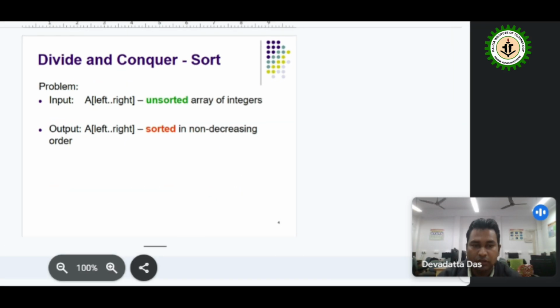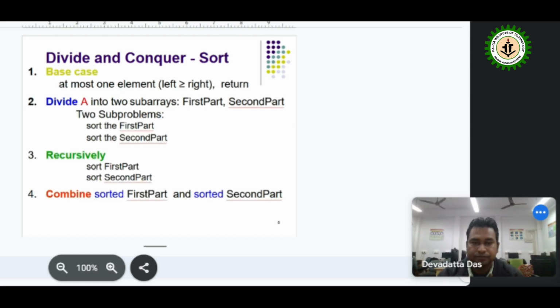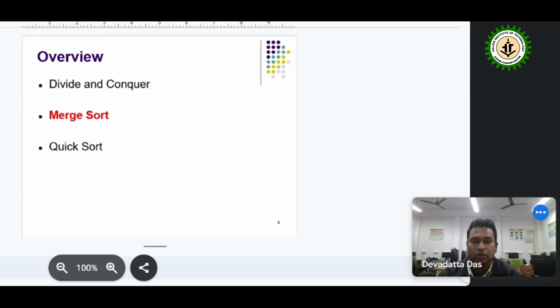So now we discuss the sorting techniques. Okay. So under the sorting technique, the base case, divide, recursively solve and combine. These four methods will be declared here. Okay. So here are two sorts, merge sort and quick sort, that are defined in this class.